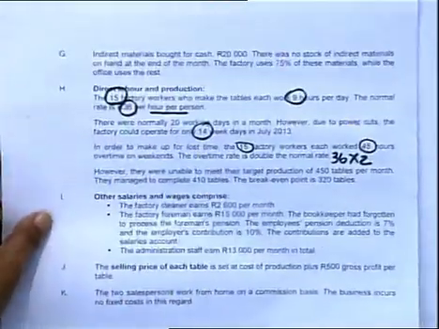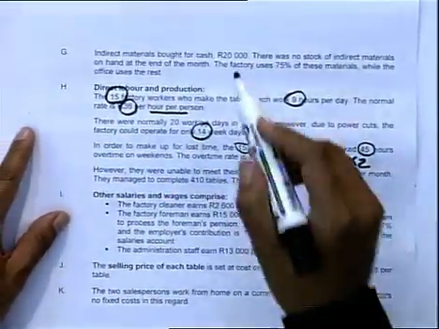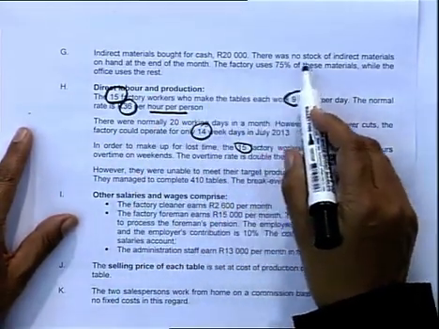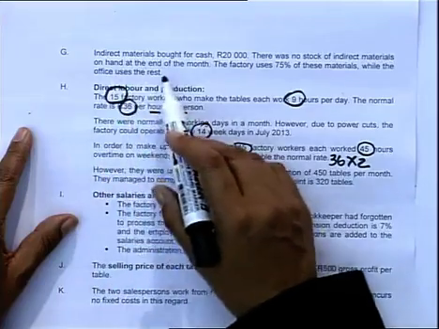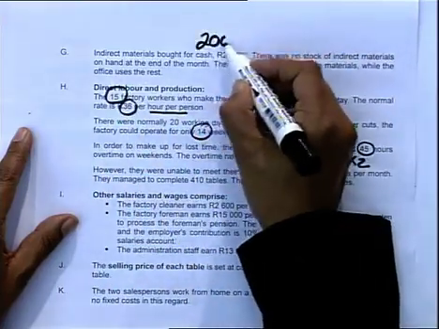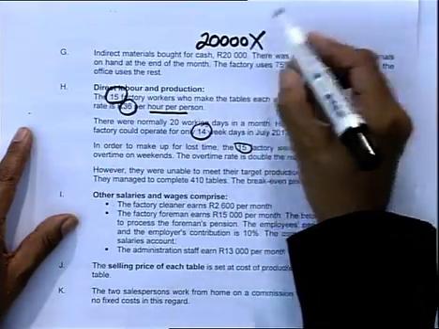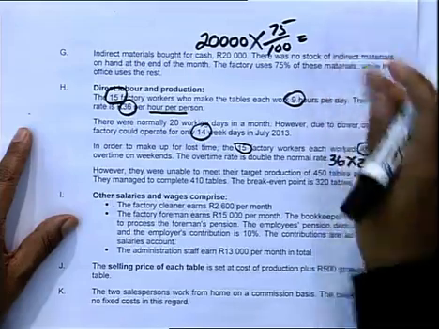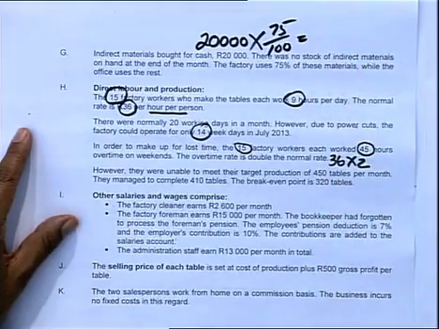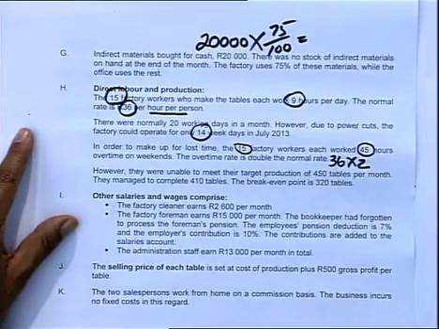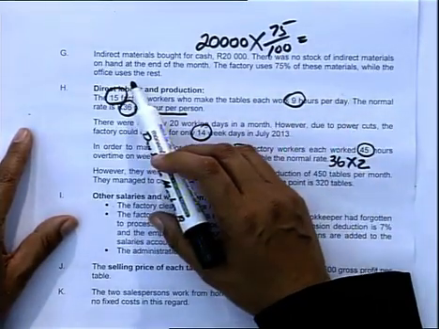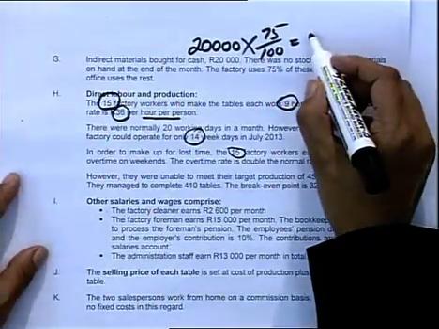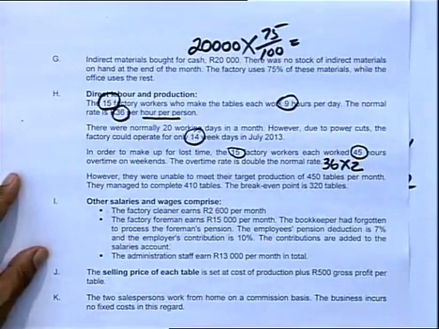So let's look at this here. Okay, 20,000. There was no stock of materials at the end of the month. The factory uses 75% of these materials while the office uses the rest. So all we do is we're going to take times 75%. Okay, and that's going to give us 15,000. Let me just see indirect materials, 75%. Let me just check. It should give us 20,000. So let me just calculate that quickly.